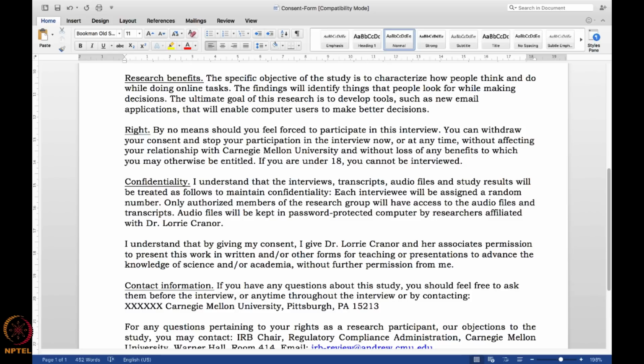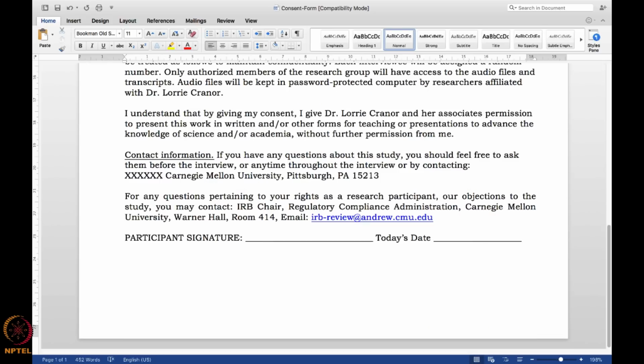I understand that by giving my consent, I give so-and-so and associates permission to present this work in written and/or other forms for teaching or presentations to advance the knowledge of science and/or academia. So this is the reason why you want to get this signed, because it clearly states that the data, the pictures that you're taking, and the transcription that you will make from the interviews can actually be used for other reasons. If you have any questions about the study, you should feel free to ask them before the interview, and there are some contact details there.